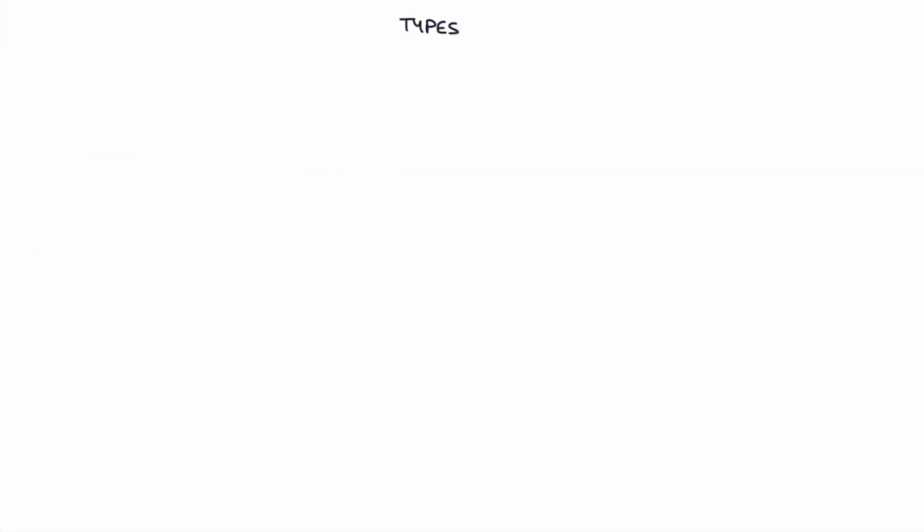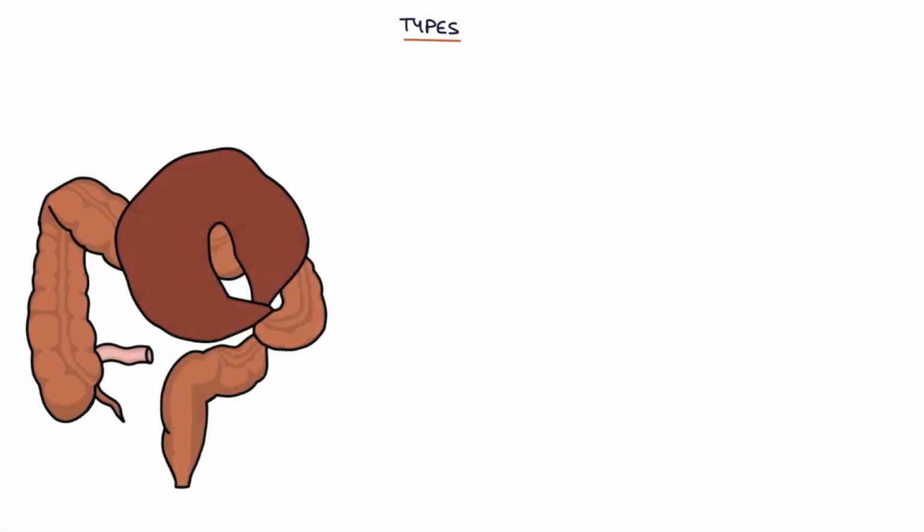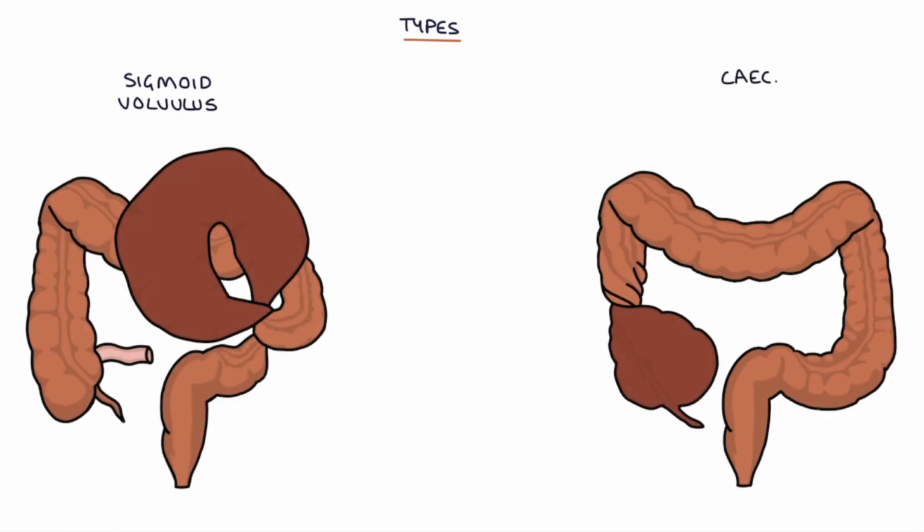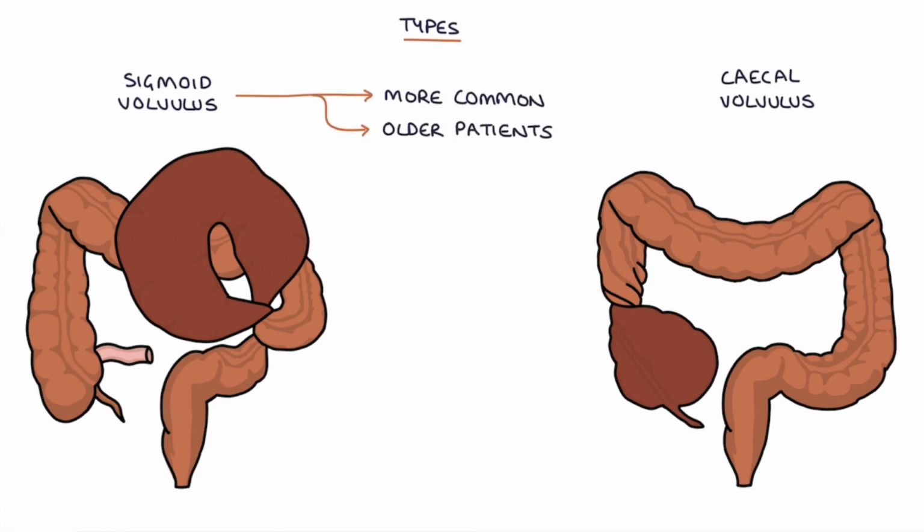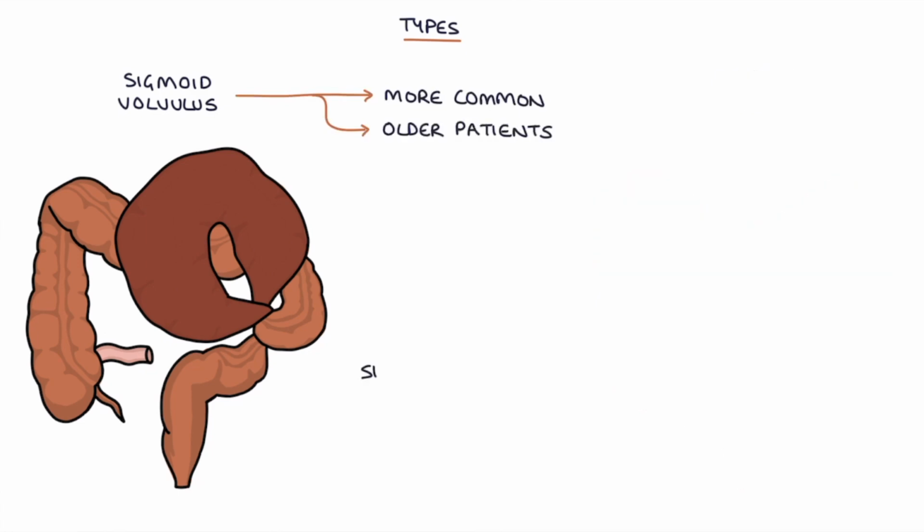Let's talk about the types of volvulus. There are two main types of volvulus depending on the area affected: a sigmoid volvulus and a cecal volvulus. Sigmoid volvulus is more common and tends to affect older patients. The twist affects the sigmoid colon.